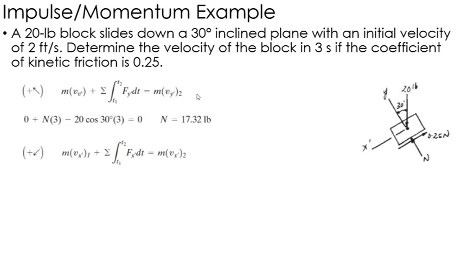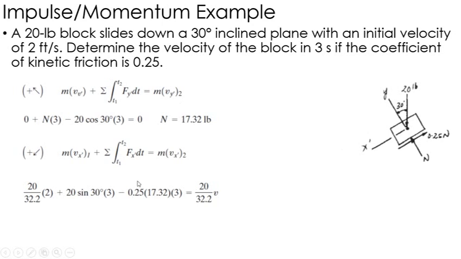Doing the same thing in the x direction down the incline, I have an initial momentum plus my impulses equals my final momentum. This time my initial momentum is the mass, 20 pounds divided by 32.2, times 2 feet per second. Then I have gravity helping me in the same direction. That's 20 sine 30, again over 3 seconds.